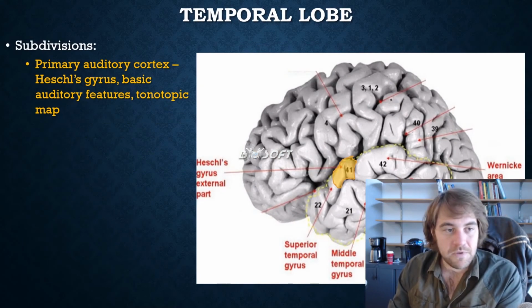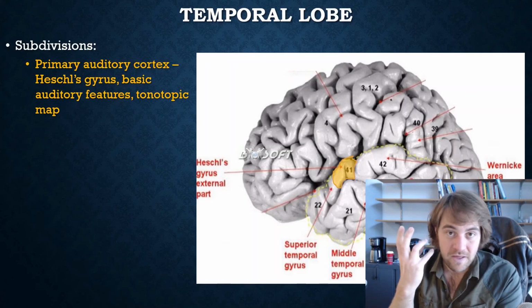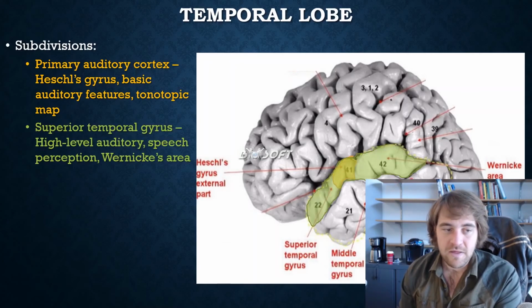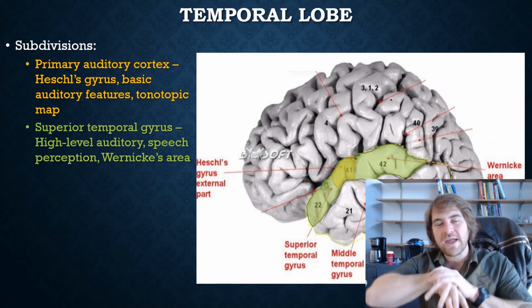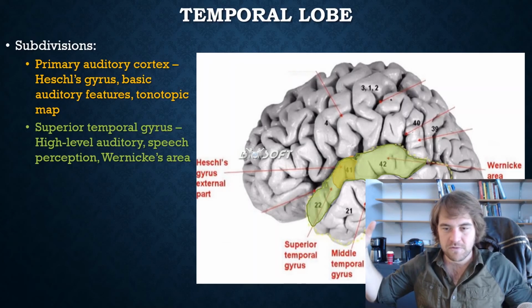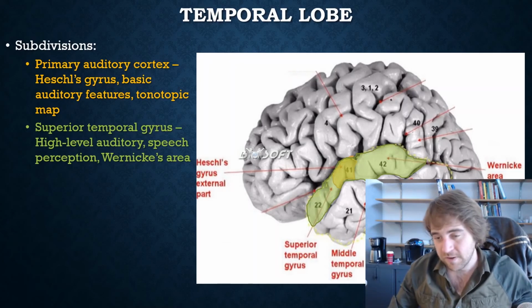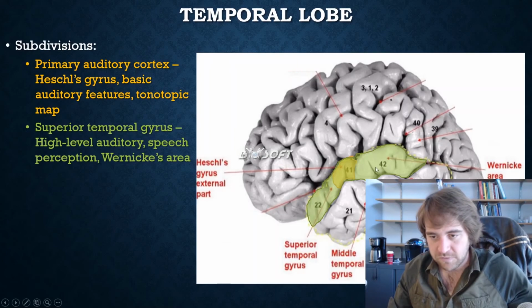All right, so the temporal lobe, again, this is the primary auditory cortex. That's where basic auditory features are processed. Here's the superior temporal gyrus. This is more high-level auditory perception and speech perception that goes on here. This is where Wernicke's area is in this back portion over here, the one labeled 42.